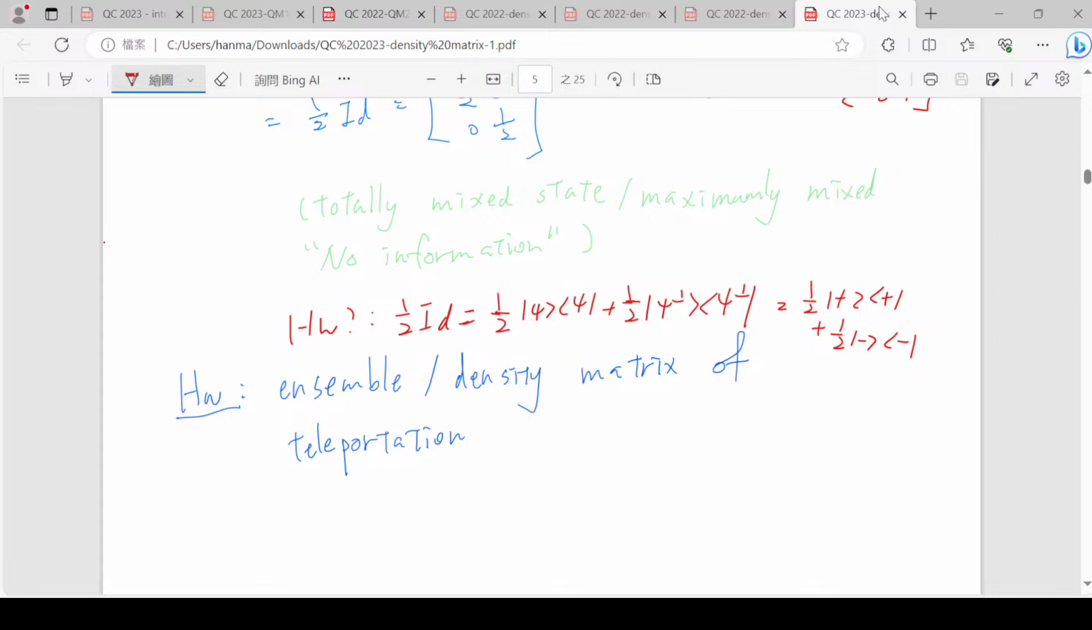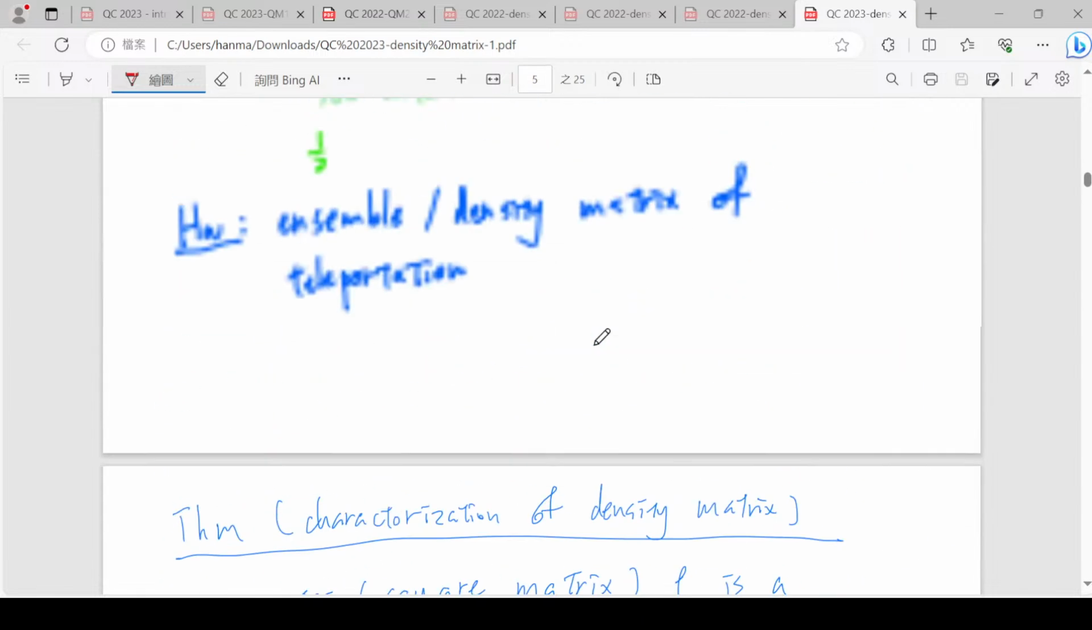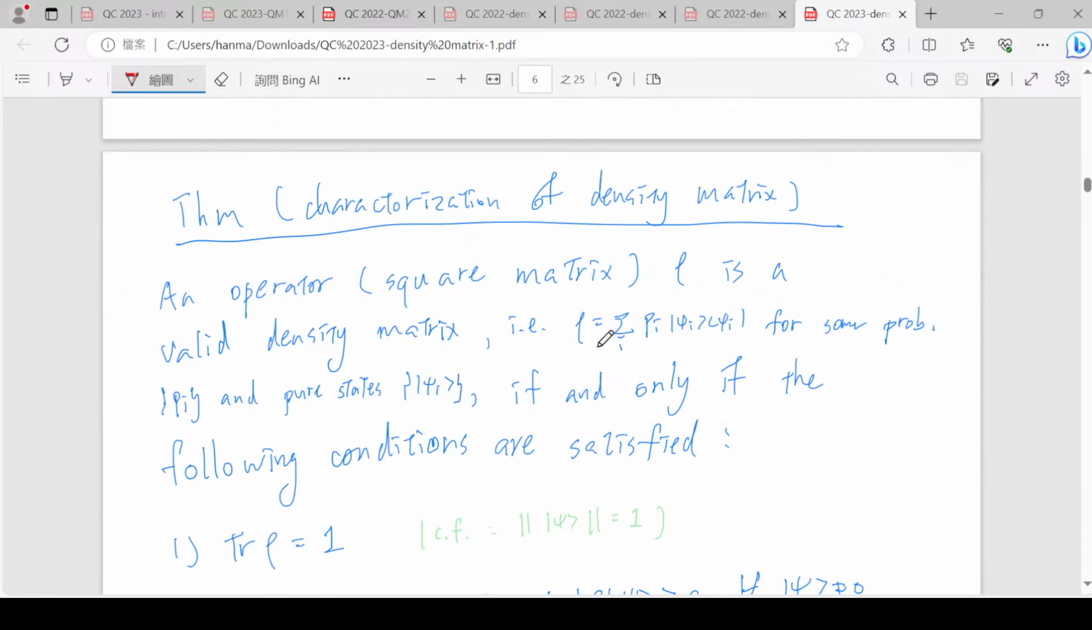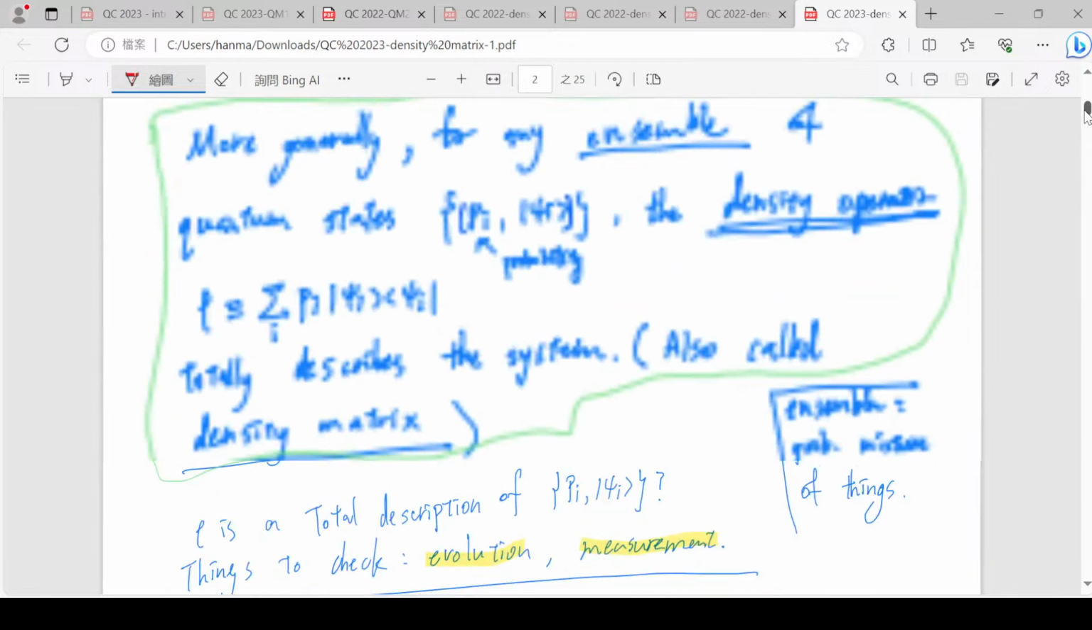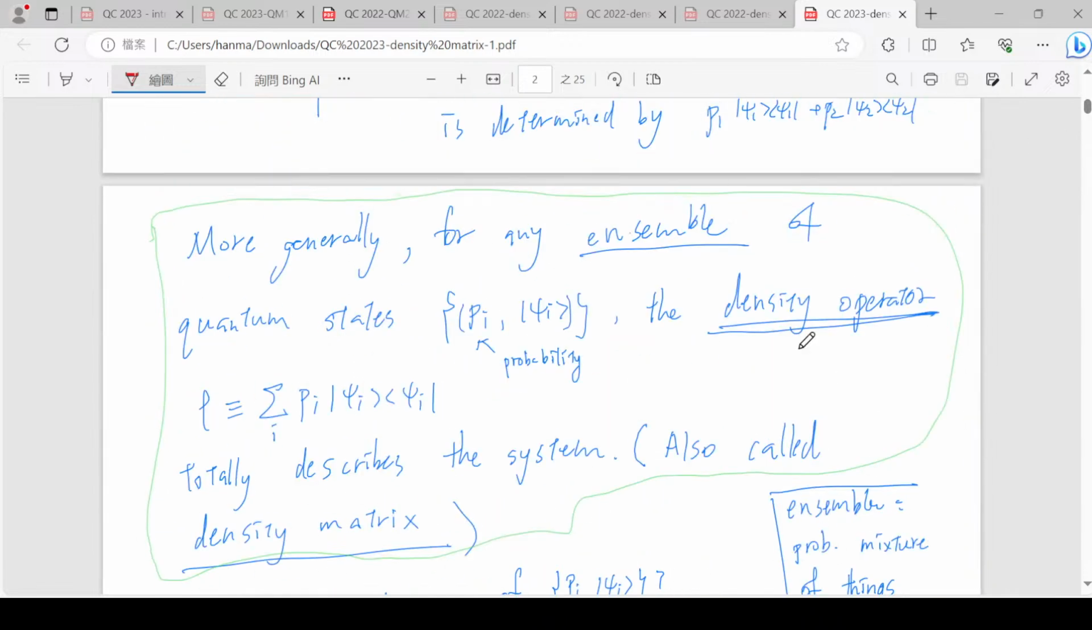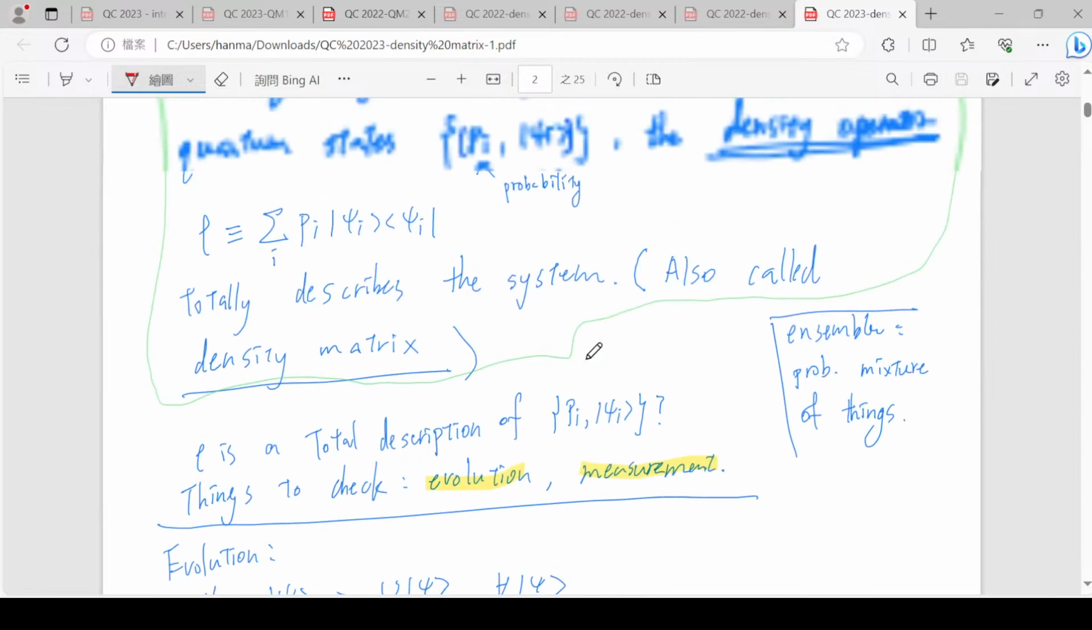Okay, if everything is okay, then let's go to a cool theorem that tells us the characterization of density matrices. Before, we had an example of a quantum state, and we can calculate the density matrix in this form: the summation of p_i times the projector onto psi_i.